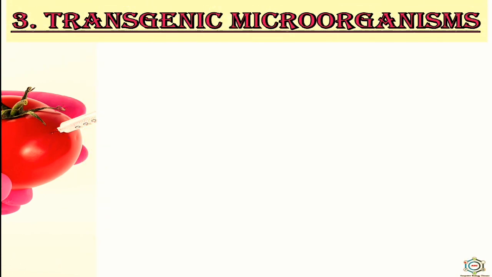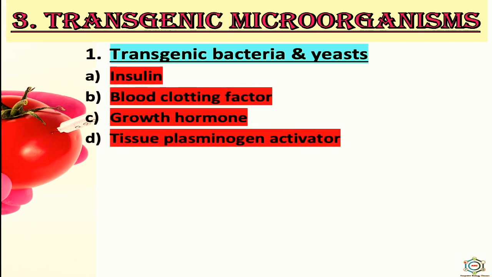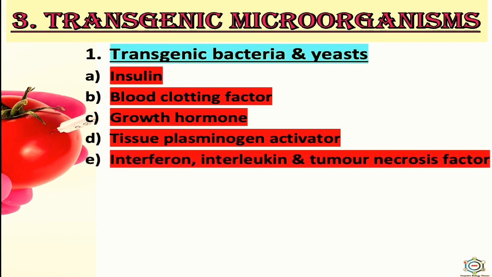Now, the last is transgenic microorganisms. So, what are transgenic microorganisms? Many kinds of new genes have been introduced into microorganisms for various purposes, like transgenic bacteria and yeast. That is, bacterial and yeast cells have been engineered with new genes that code for human proteins. Such proteins include insulin, blood clotting factor, growth hormone, tissue plasminogen activator, interferons, interleukin, and tumor necrosis factor.